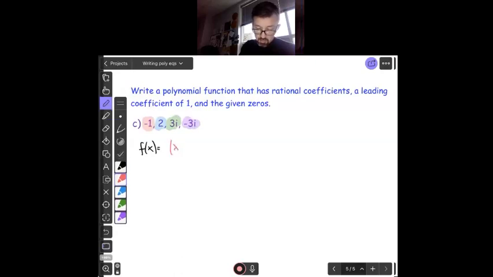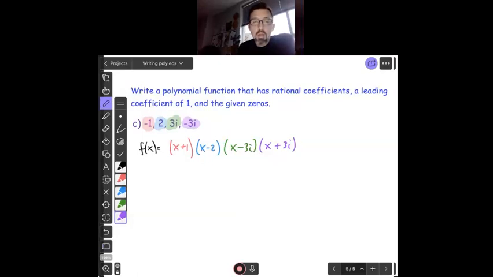So -1 becomes x plus 1. 2 becomes x minus 2. 3i becomes x minus 3i. And then -3i becomes x plus 3i. So we treat them just like they were 3's. Let's have x plus 3i, x minus 3i.